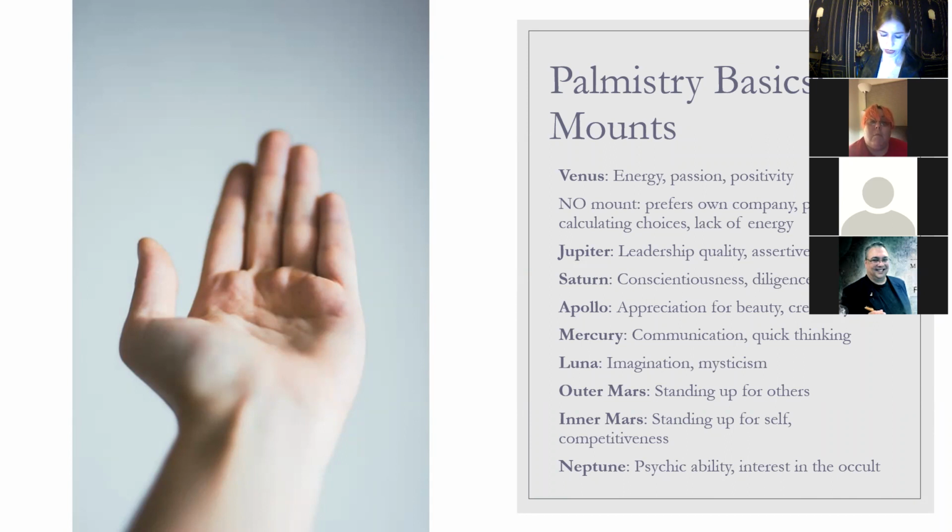So if you're seeing no mount there, you could mention, or you could just put that in your pocket as you're reading someone's palm, that if it's flat or even sort of indented almost, a person might prefer their own company rather than being with others. They might be extremely practical. They might calculate their choices. They could even have a lack of energy, because that is one of the most prominent mounts, and mounts have everything to do with energy.